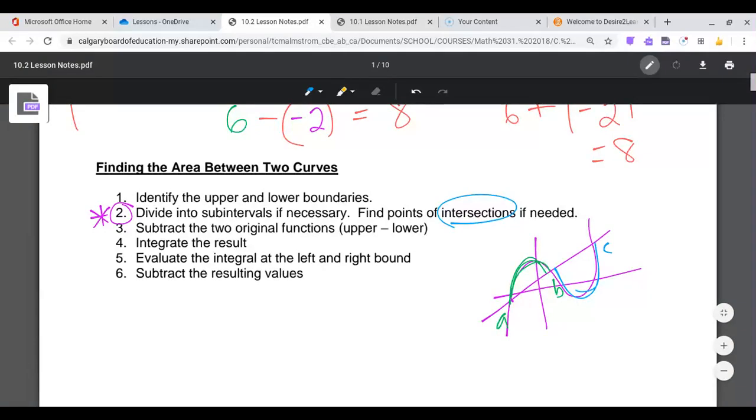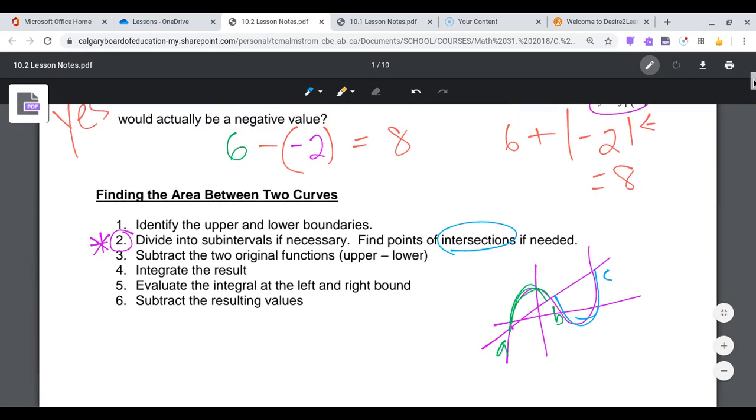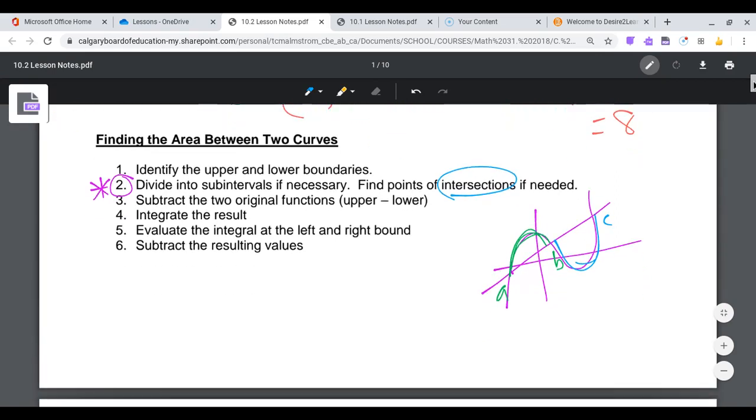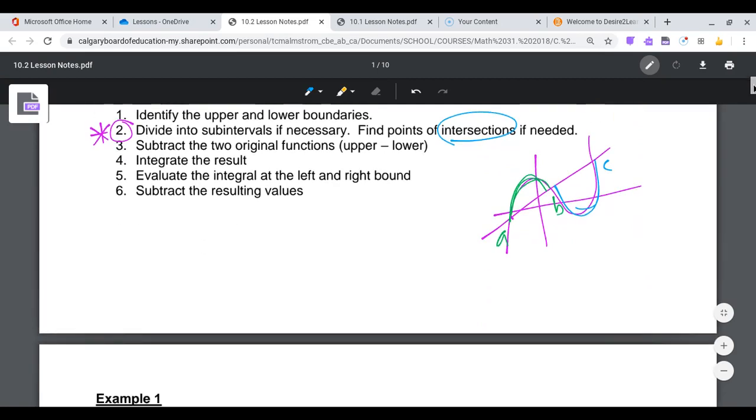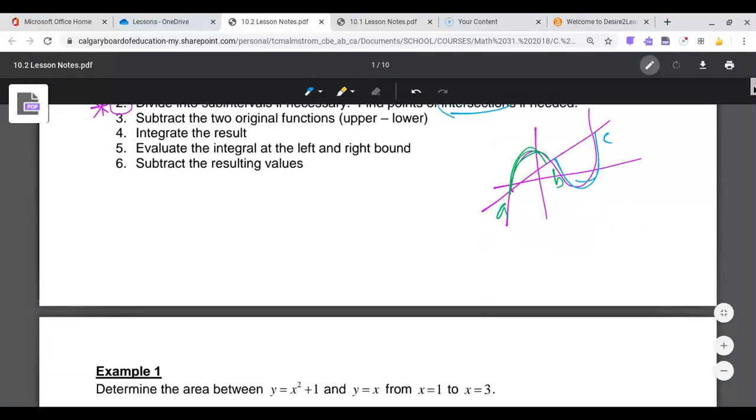Okay, so then I like to subtract the two original functions, upper minus lower. This is me using this second property of integrals method. Integrate or take the antiderivative of that function, and then evaluate at the left and right boundaries, subtract the resulting values. And don't forget to write units squared. Okay, so don't forget your units.